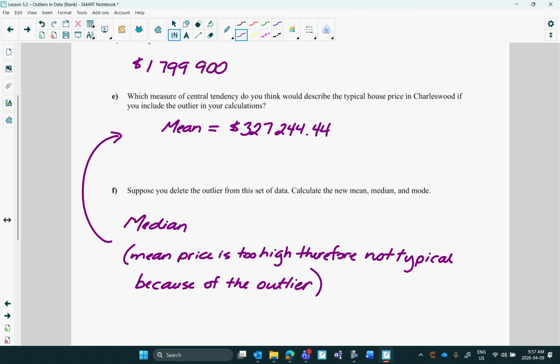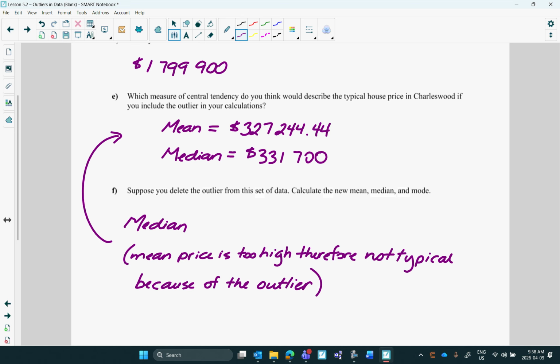The median, you would remove that $1.8 million value from listing lowest to highest. Therefore, there would only be one number in the middle. So the median would be 331,700. Way closer to each other.